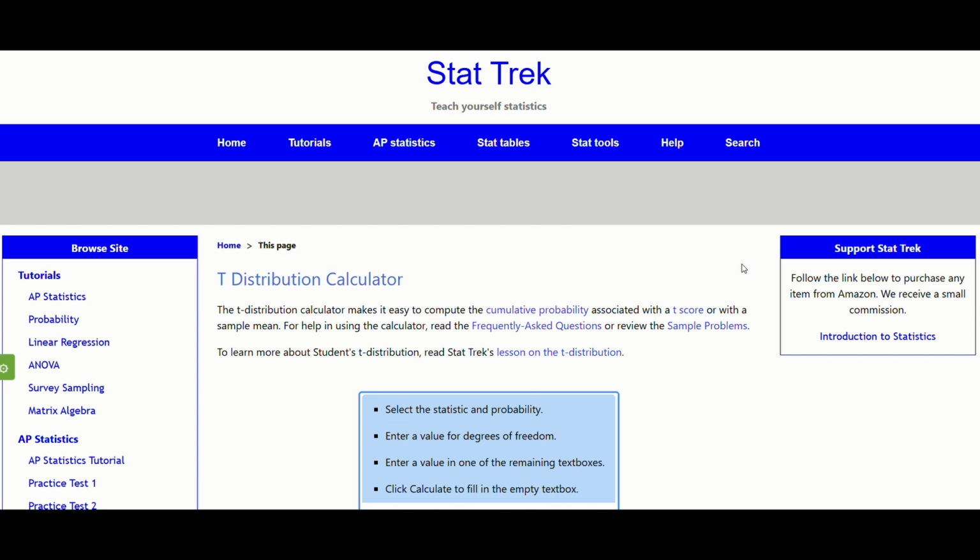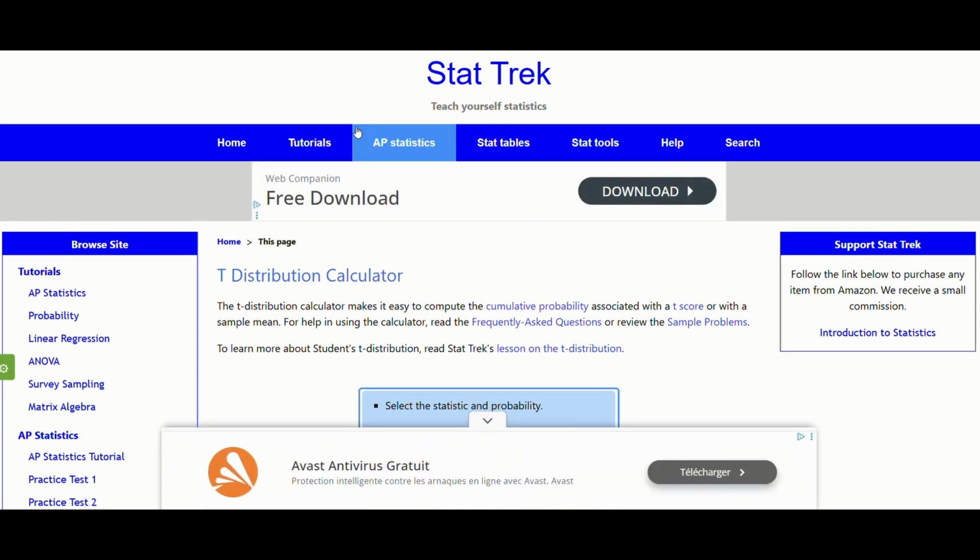Now let's actually calculate this percentage using an online calculator on stattrack.com.